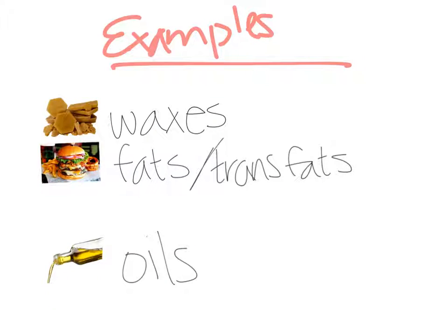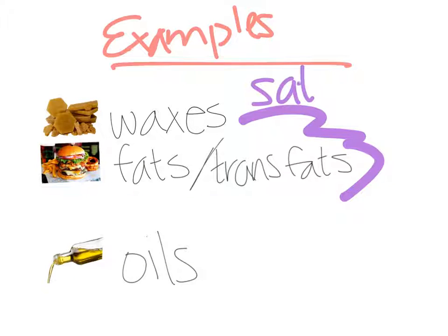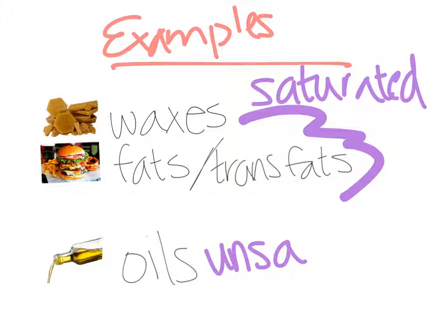Some examples of lipids are waxes and fats and trans fats and oils. So what waxes and fats and trans fats have in common is that they are saturated, and oil is unsaturated.